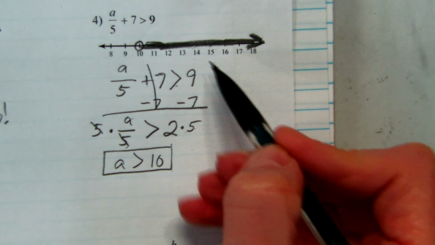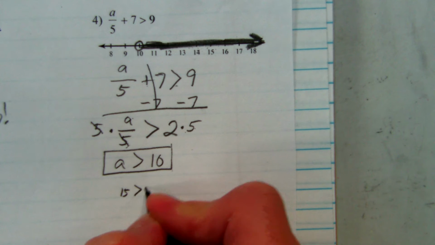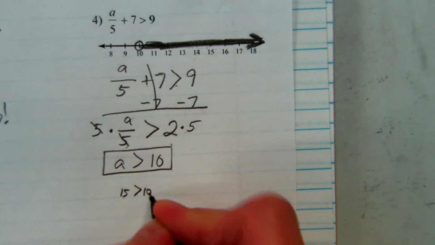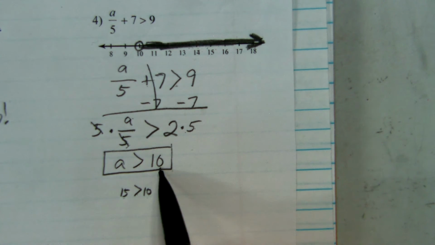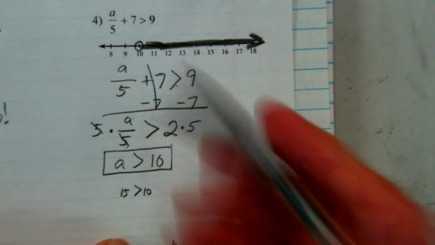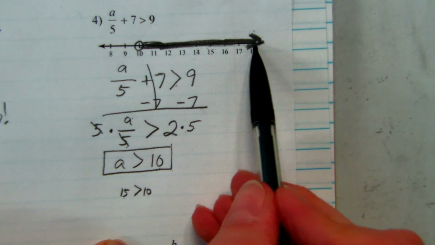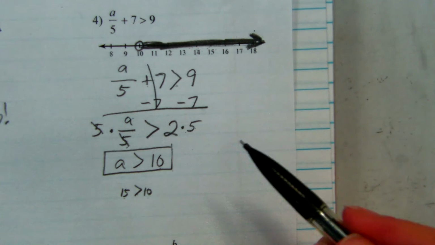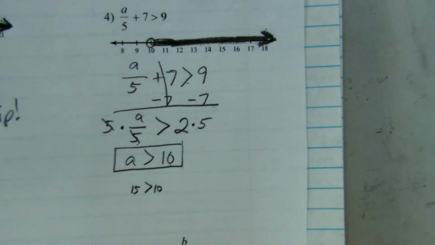And if I take a number, like let's say I try 15, and put it in there where a is, and I go, okay, did that work? Is 15 bigger than 10? Yes. So if I'm pretty sure I did all the math right and that the 10's right, you can check and see if I shaded the correct side by picking a point on the side you shaded and go, okay, yeah, that's where my solutions are. Those numbers are bigger. It's okay. All right, let's look at number 5.